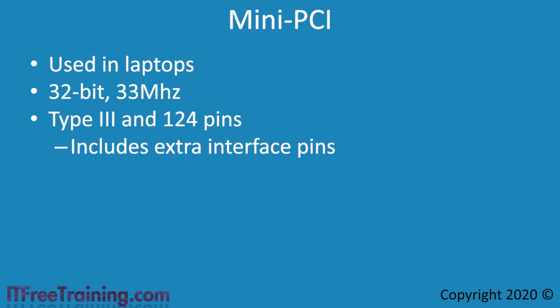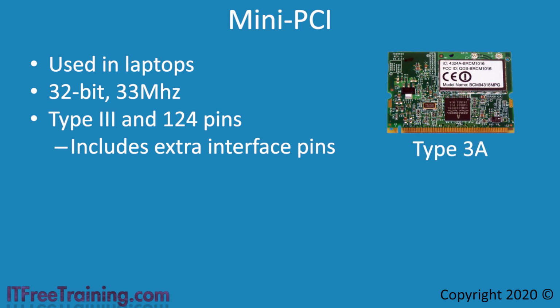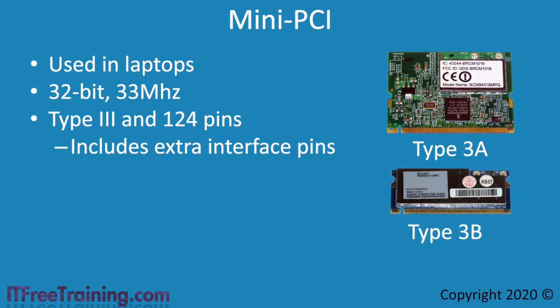Each type comes in 2 different sizes, referred to as A and B. An example of a 3A card is shown. If I compare this with a Type 3B card, you will notice they are both the same width, however the length of the card is different. Regardless of which type you use, the B version will always be the smaller card.